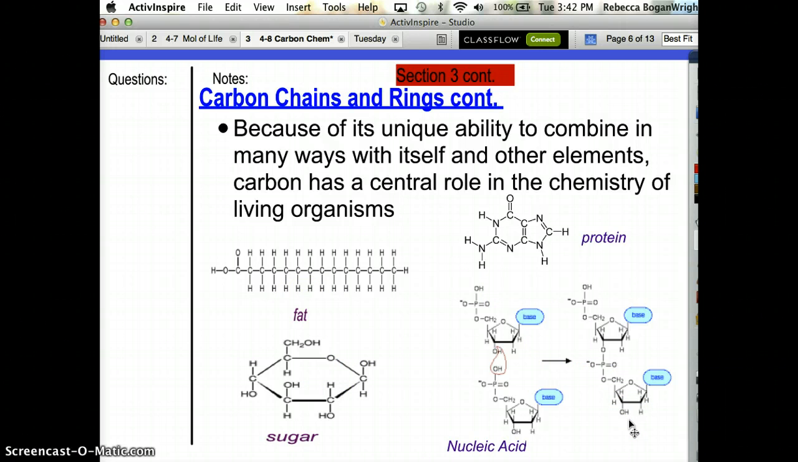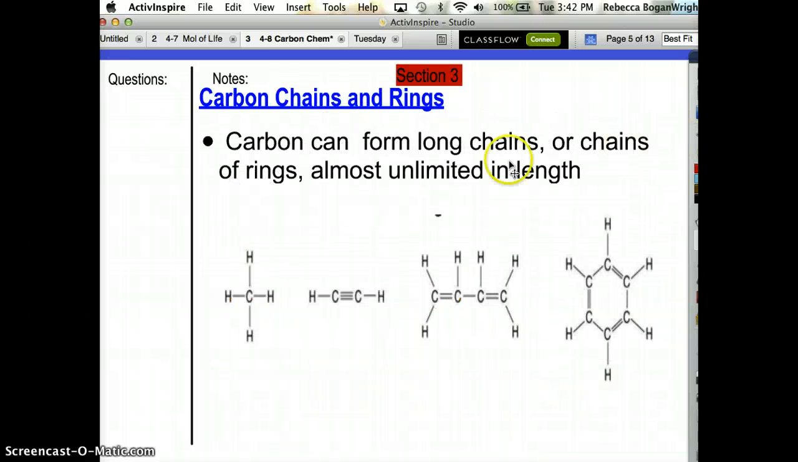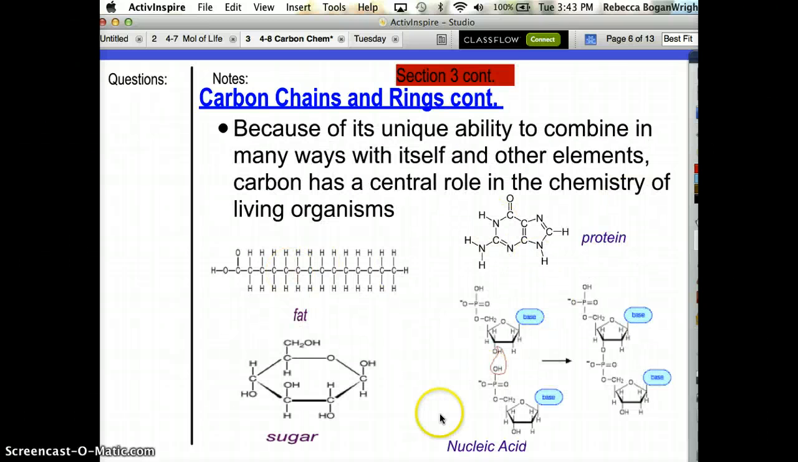So there it is. Carbon is unique because it has 4 valence electrons, and it can form several different types of bonds with itself and other atoms. And because of this, it can form chains that are almost unlimited in length and therefore forms the molecules that are essential to all living things. Go back through your notes, write a question for each section, and a 3-sentence answer for your essential question.